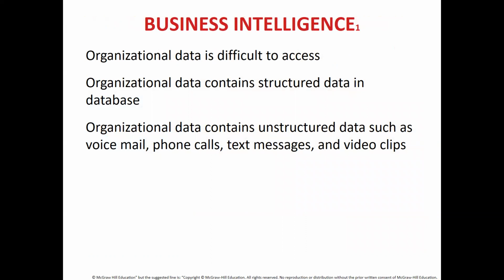Business intelligence. Organizational data is difficult to access. Organizational data contains structured data in databases. It also contains unstructured data such as voicemail, phone calls, text messages, and video clips. When you talk about organizational data, data is basically of two types: structured data and unstructured data. Structured data follows a specific format that continues all throughout the database, whereas unstructured data is a mixture of all the different types of data.